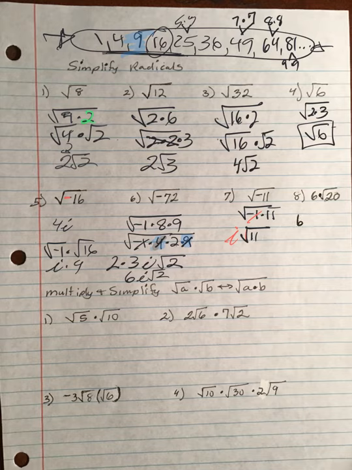6, remember this means times, that means multiply. So 6 times, and can't 20 be written as 4 times 5? And isn't the square root of 4 2? So that 2 gets outside, and so that is 12 square root 5.